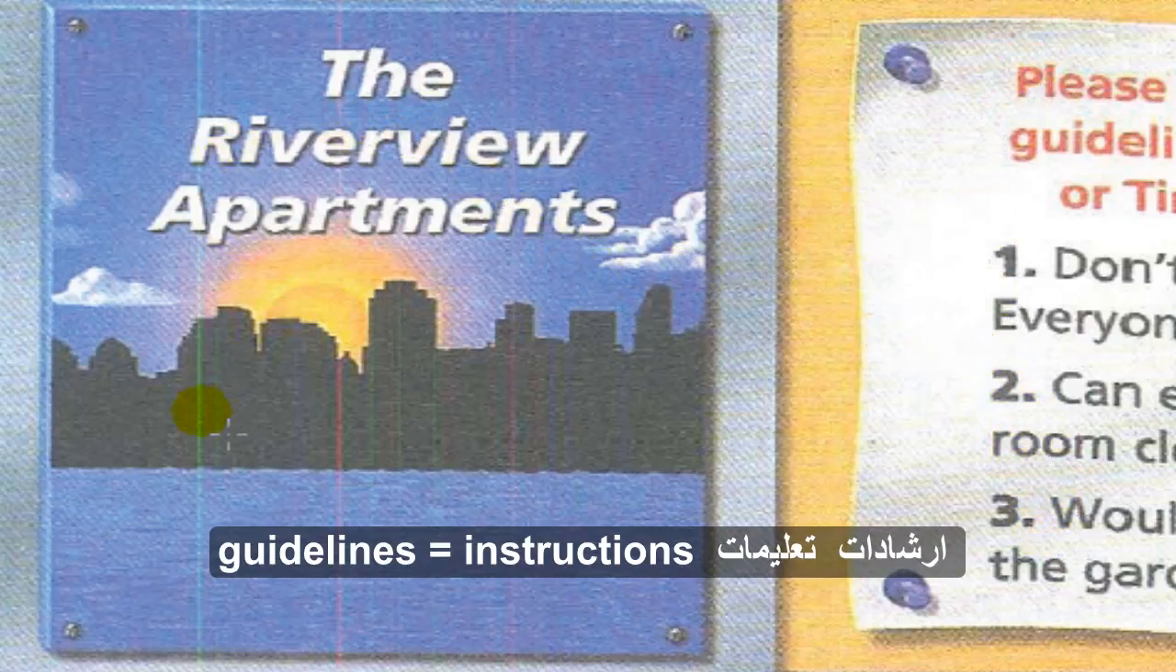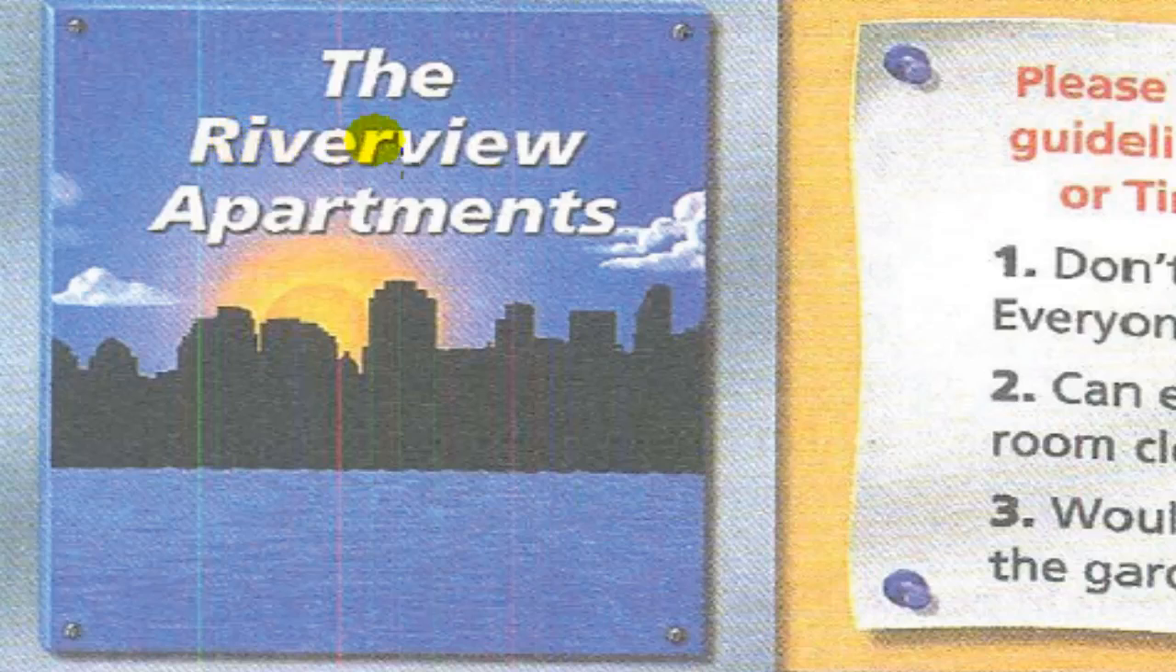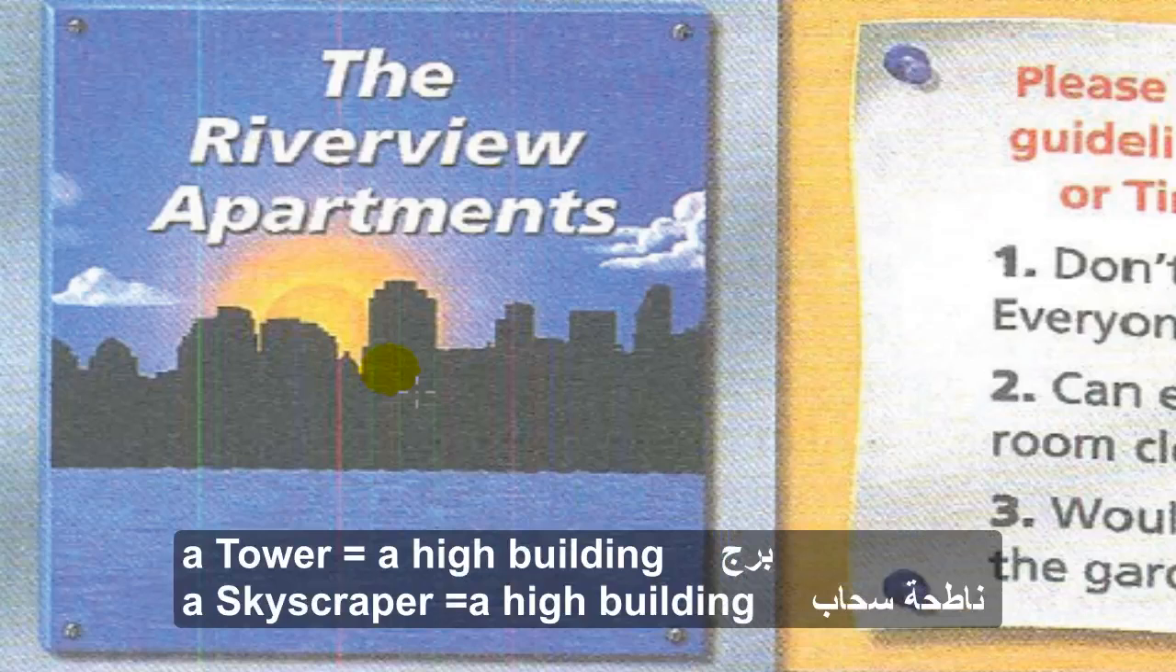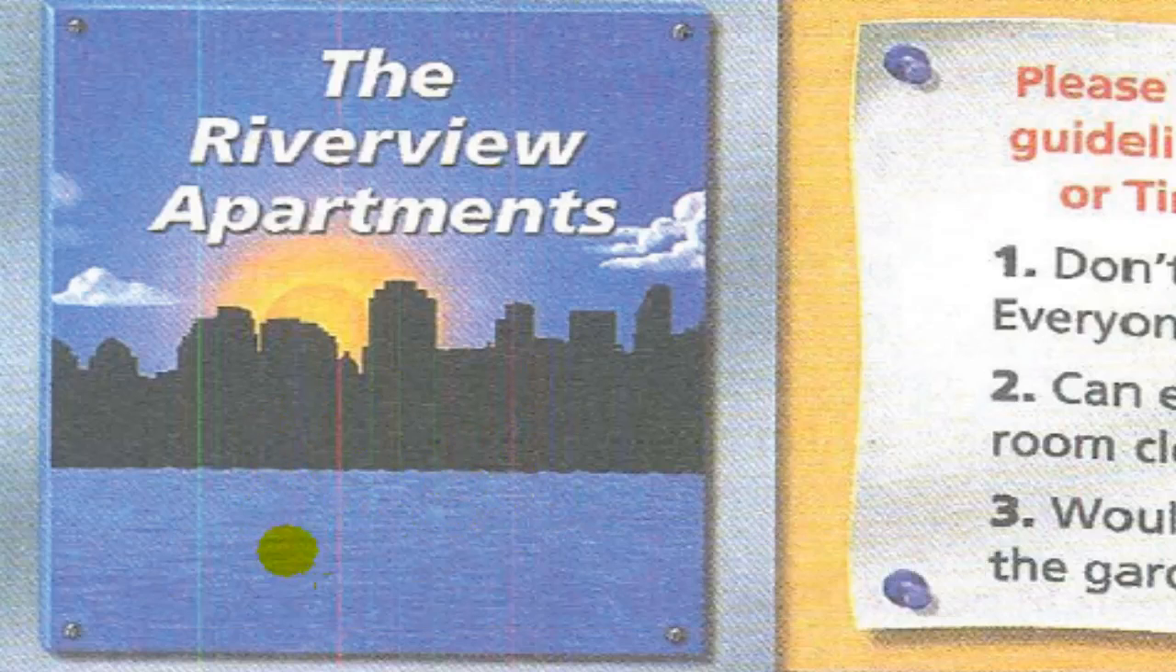What do you see? This is the Riverview apartments. Different apartments, different flats in different buildings. High buildings. They're like towers, skyscrapers. Okay, they have a lot of apartments. And they are maybe on the ocean or on the sea. They have a view on the sea.